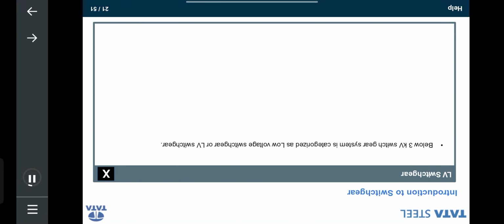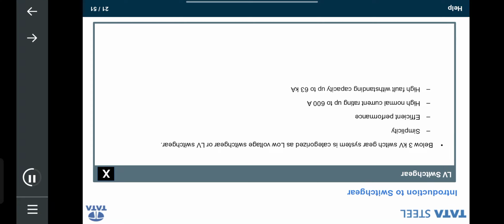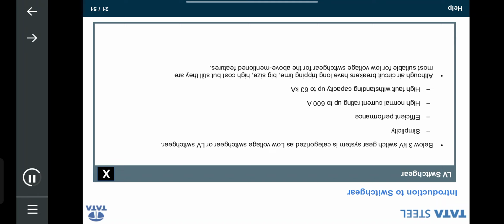LV switchgear. Below 3 kV, a switchgear system is categorized as low voltage switchgear or LV switchgear. Its features are simplicity, efficient performance, high normal current rating up to 600 amperes, and high fault withstanding capacity up to 63 kA. Although air circuit breakers have long tripping time, big size, and high cost, they are still most suitable for low voltage switchgear for the above mentioned features.